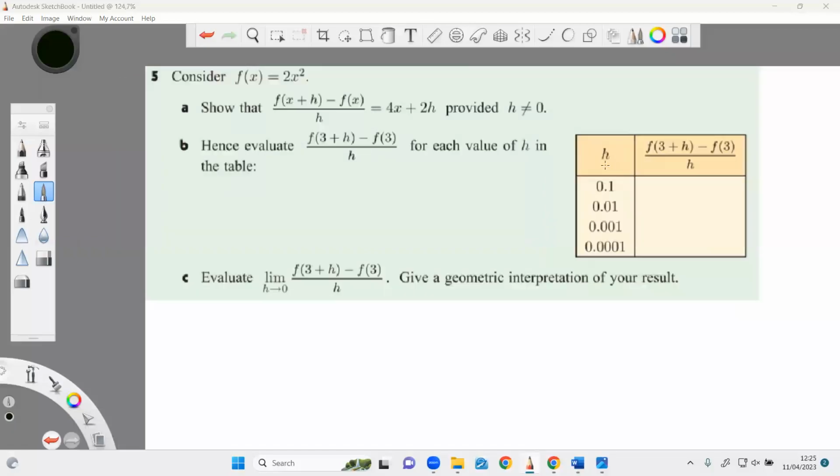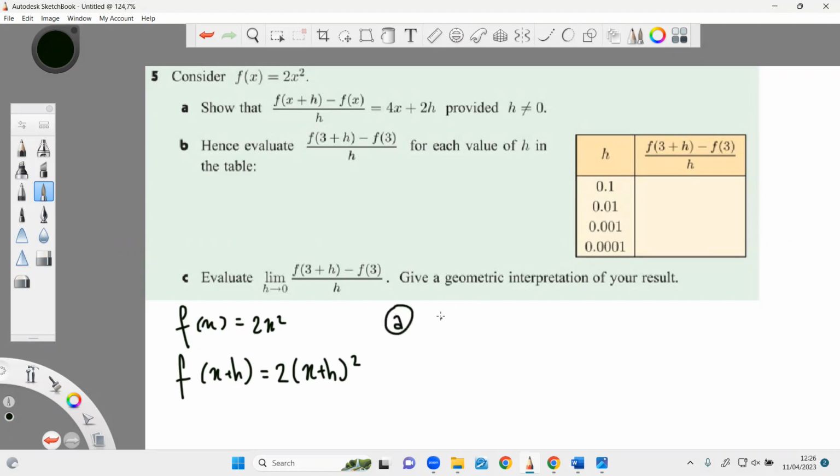And so for number 5, it's quite challenging. So we have f(x) equals 2x squared, and we are asked to find f(x plus h). So you have to find the f(x plus h) first. As a function, it follows this rule: square, right? So just take the x as x plus h. And part A, we can just do slowly.